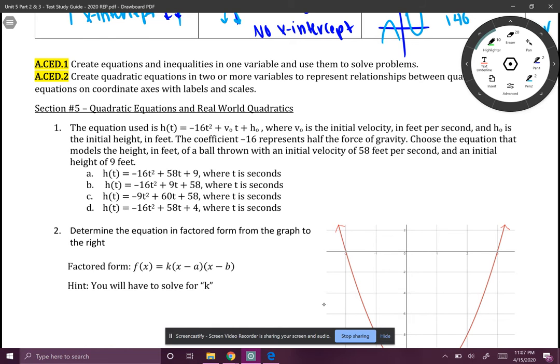The equation used is h of t equals negative 16t squared plus v sub o, that's how you say that, t, plus h sub o, where v sub o is the initial velocity in feet per second, and h sub o is the initial height in feet. So all that means is that's a number, velocity, height. The coefficient 16 represents half the force of gravity.